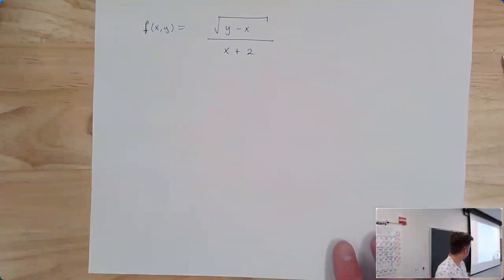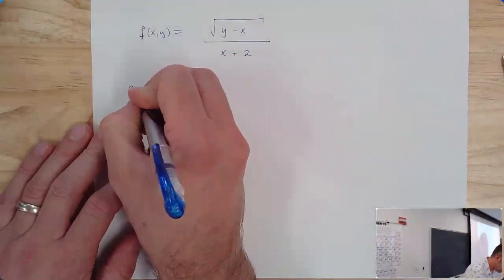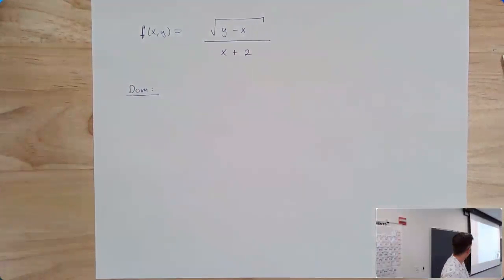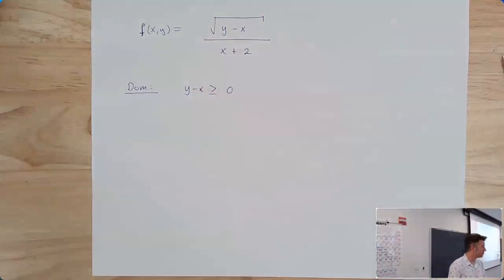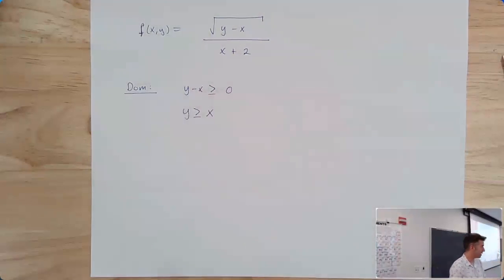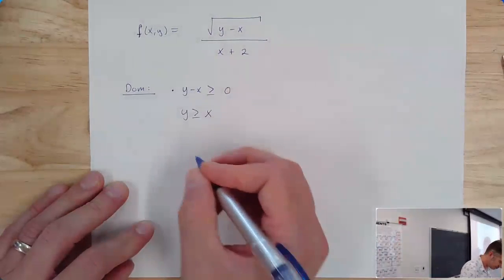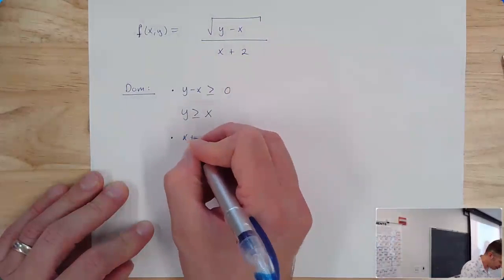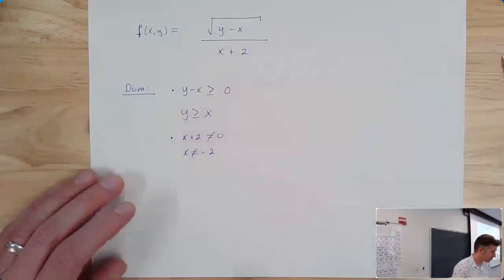Okay, so let's talk about domain. Got a couple things going on here. First of all, inside the square root, we see that the y minus x has to be greater than or equal to 0. Or solving for y, y has to be greater than or equal to x. And then we also see in the denominator that x plus 2 better not equal 0, or x better not equal negative 2.